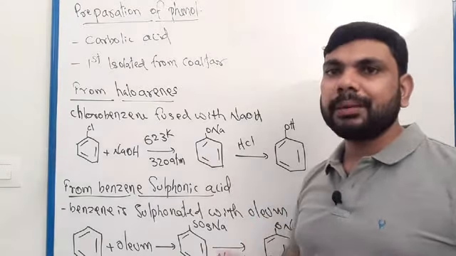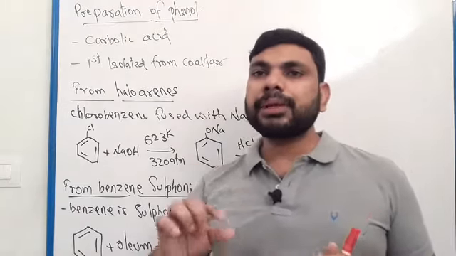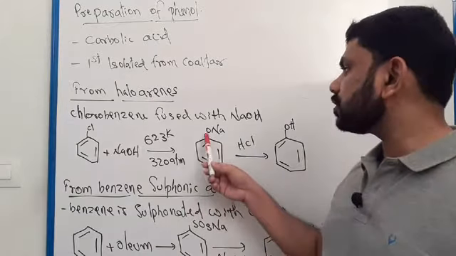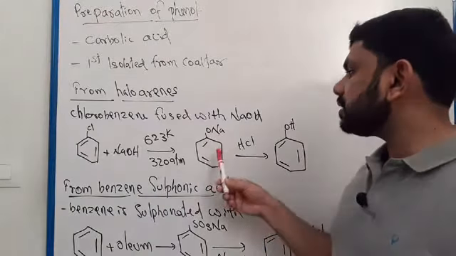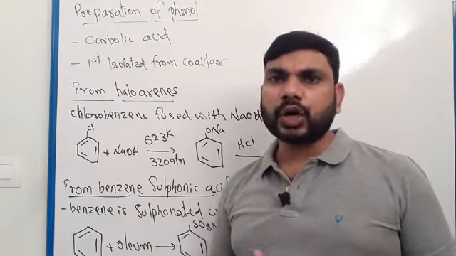Sodium phenoxide means a benzene ring with ONa on the top of the benzene ring. This is sodium phenoxide.